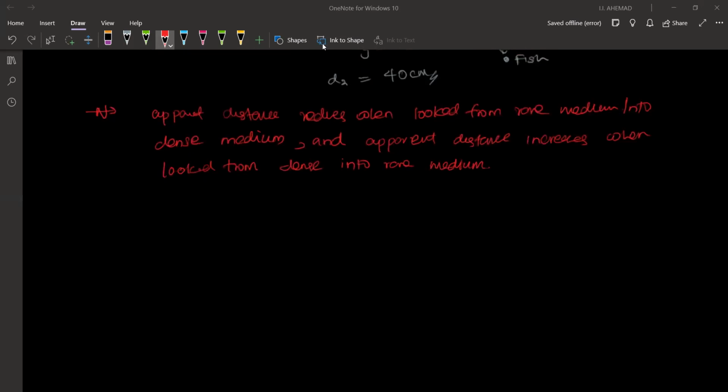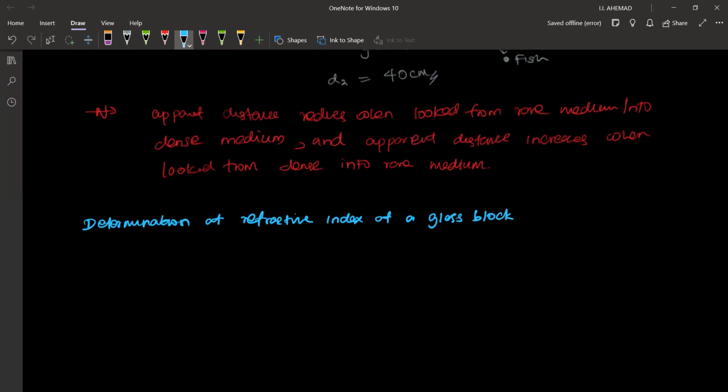Next topic. Next, we have an experiment using this apparent depth and real depth. We can find the refractive index of a glass block. So the topic is determination of refractive index of a glass block using a traveling microscope.